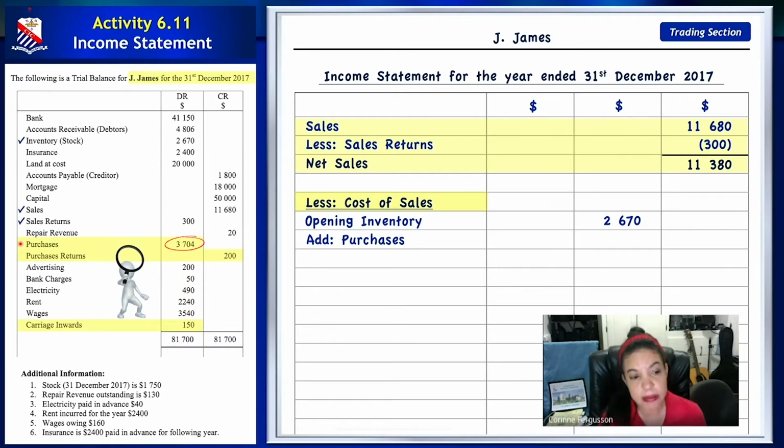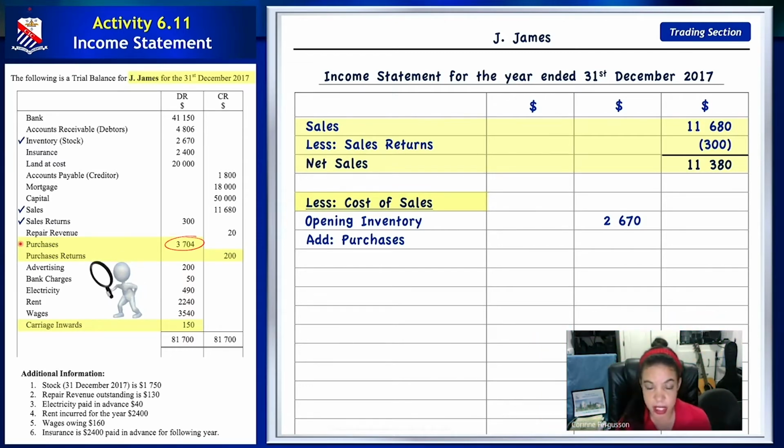So basically, that means that your purchases has some adjustment to be done. So it cannot be added to opening inventory as yet. Because of that, we cannot place it in this middle column yet because we have to do some calculations, make some adjustments to that figure. So we are going to place our purchases figure in the first column. So the 3,704 you see goes in the first column, and then we will make our adjustments.